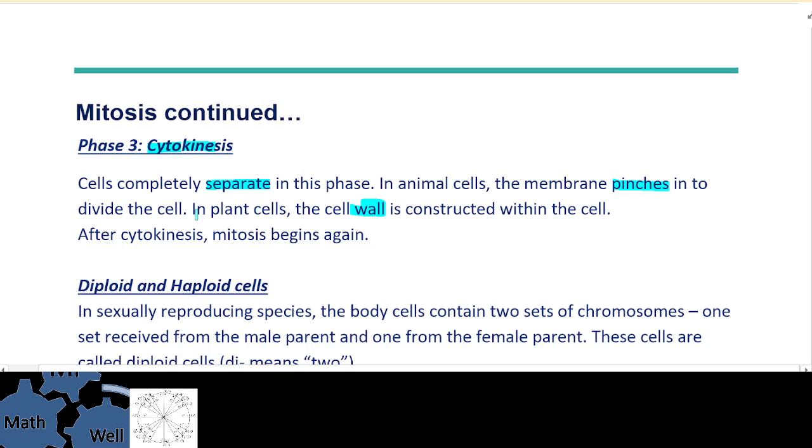After cytokinesis, mitosis begins again. Now we do have the interphase, right? We have interphase for a little while, and then mitosis, which is the main point of this part here, begins again. So we have those phases again.